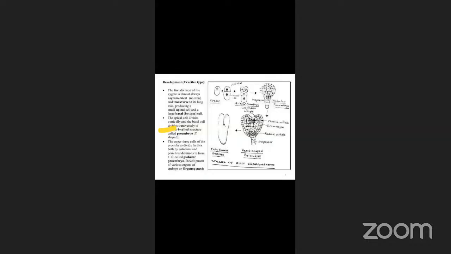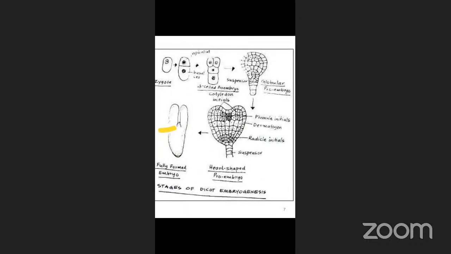Next, development of the cruciferous type of embryo. Here, one zygote is there. The zygote gives a two-celled condition. The upper cell is the apical cell and the lower is the basal cell. The two-celled condition, commonly in dicotyledons, is the pro-embryo stage. Then the cells divide linearly into a T-shaped cell structure. Then the suspensor and globular cell structure start. Then the heart-shaped structure starts, with the suspensor.